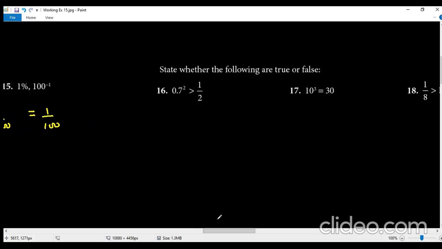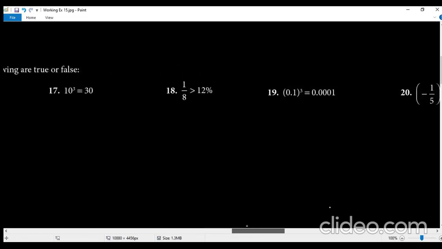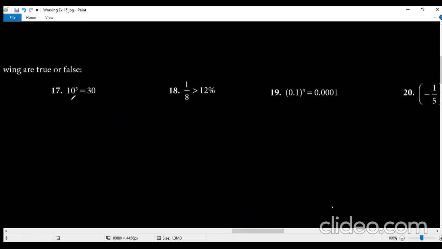When it comes to question number 16, here we need to use true or false, stating whether the following are true or false. Question number 16, 0.7 square is 0.49, which is greater than 4 over 2. That means this is a false statement. Moving on to question number 17. Here, is this statement true or false? This is false because 10 to the power 3 is going to be 1000, and 1000 cannot be equal to 30. So the statement is false.